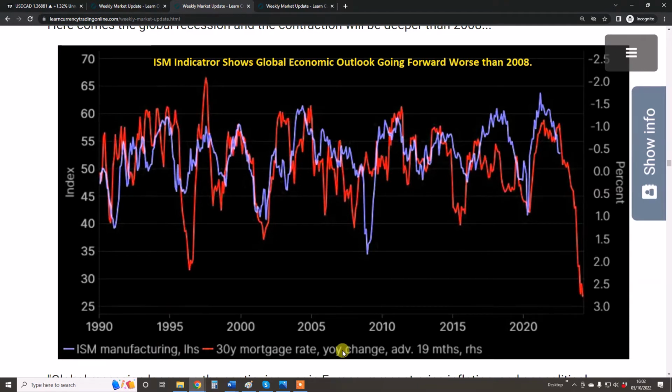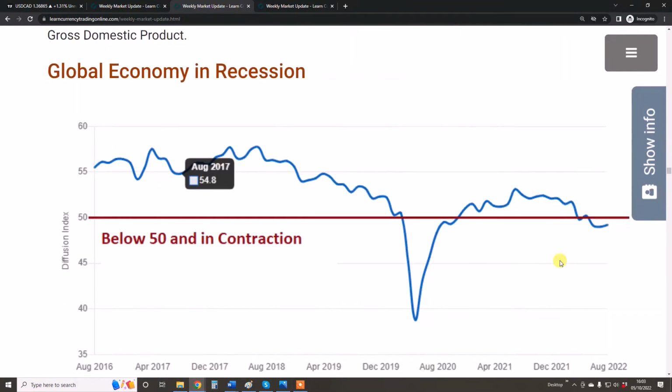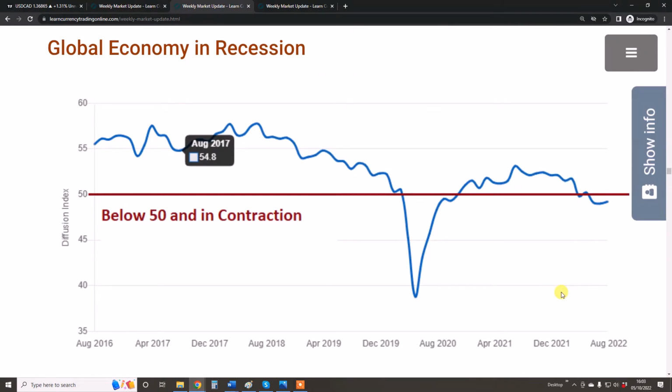It's the ISM Manufacturing versus the 30-year mortgage rate. You don't need to know how this works, but basically this red line plunging, the blue ISM line will catch up. It's looking very serious in the global economy. A recession, I think, is going to come. If I look at another forward-looking indicator, which I got from World Economics, which is the Sales Manager Index, the global economy is in recession. It's below the 50 level, which is contraction. Okay, so there's going to be no turnaround in the global economy anytime soon, which is bullish for the USD. So they're really big fundamentals supporting the dollar going higher.